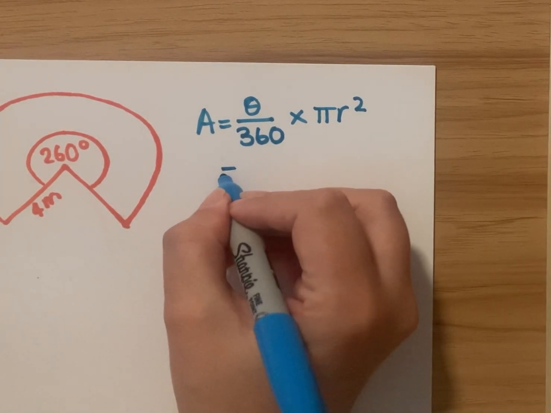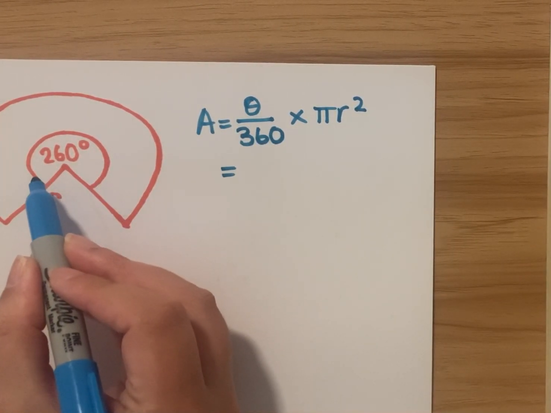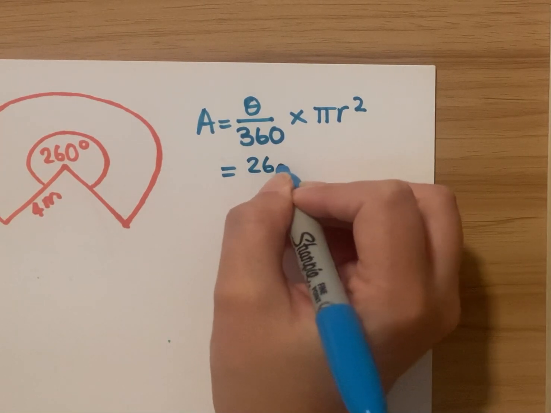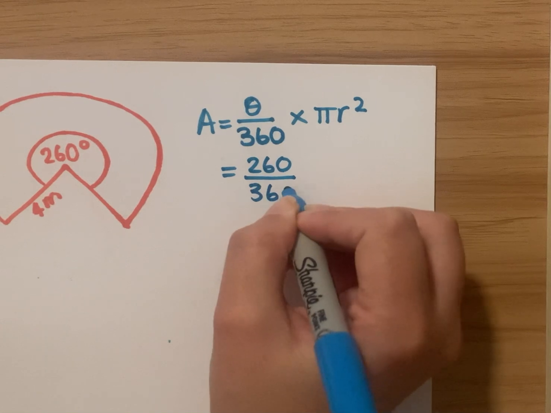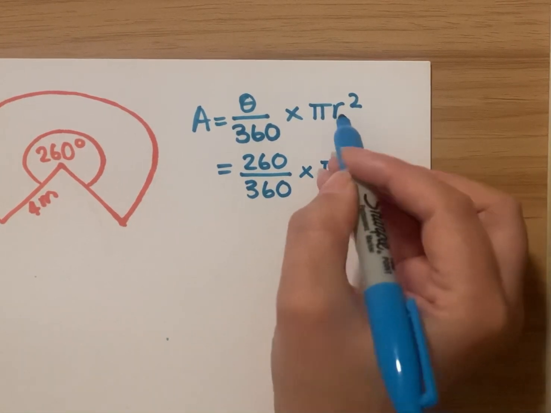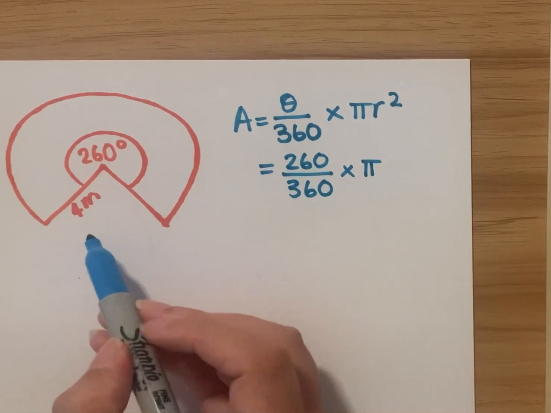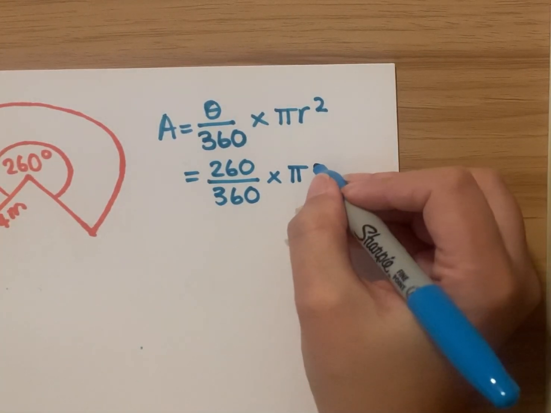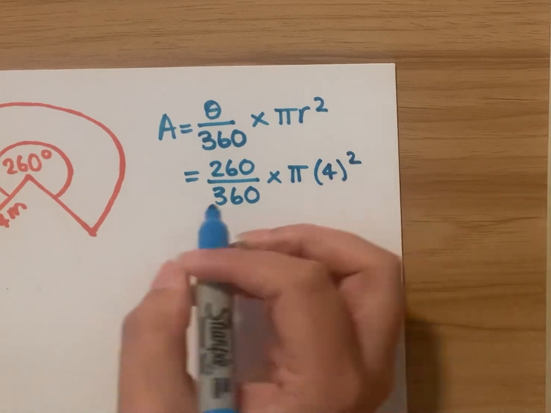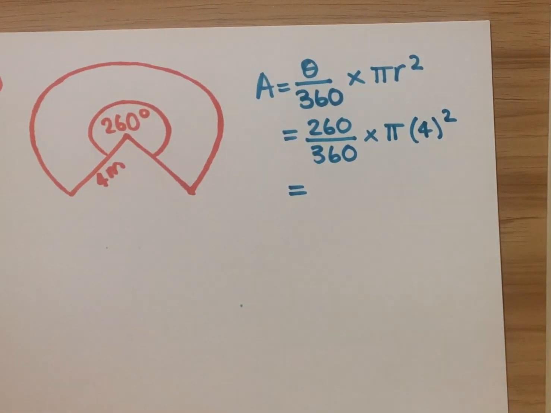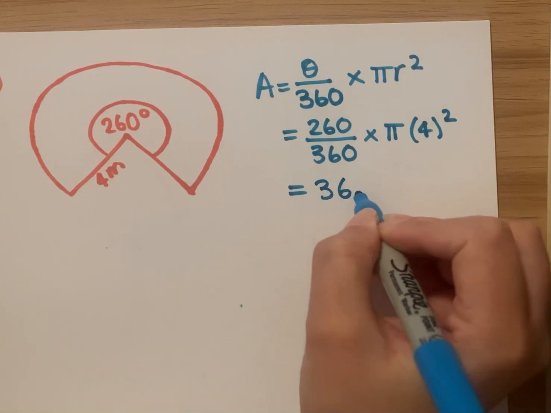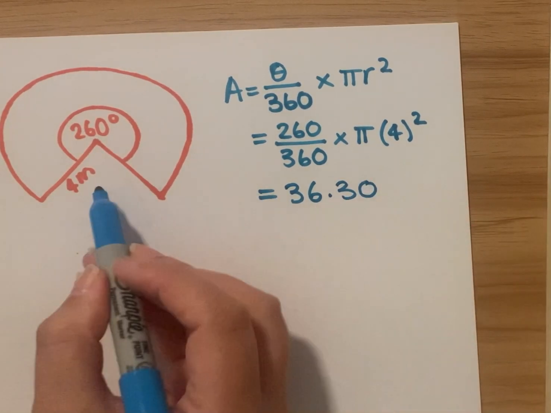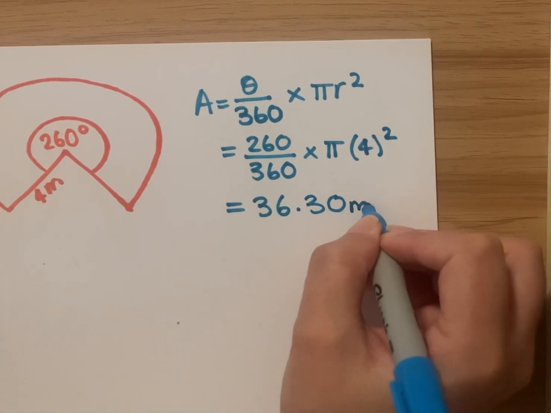And now we just need to plug our values in. Well, our theta, our angle inside the sector, is 260 degrees. So we have 260 over 360 as our fraction. And we need to multiply by pi r squared. What's our radius? Our radius is 4 meters. So it's pi times 4 squared. And we can work this all out on a calculator. 260 over 360 times pi times 4 squared gives us 36.30, and it was in meters, so our area is going to be in square meters.